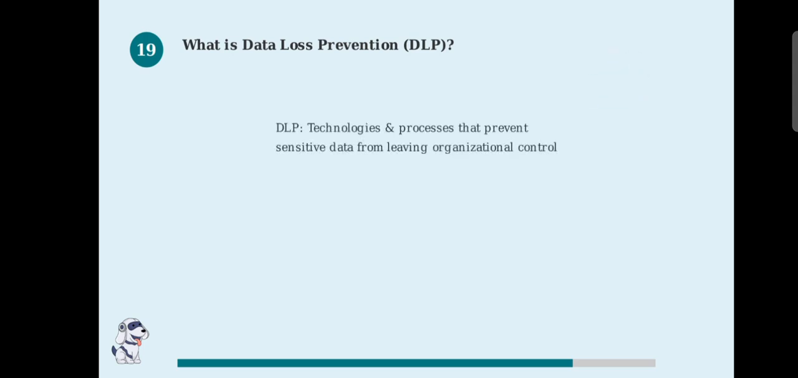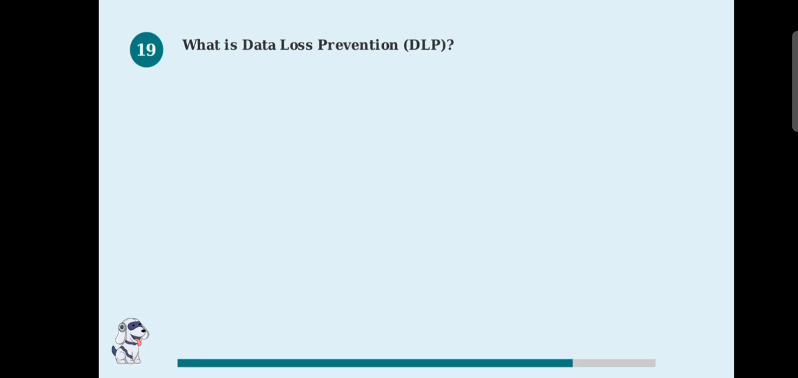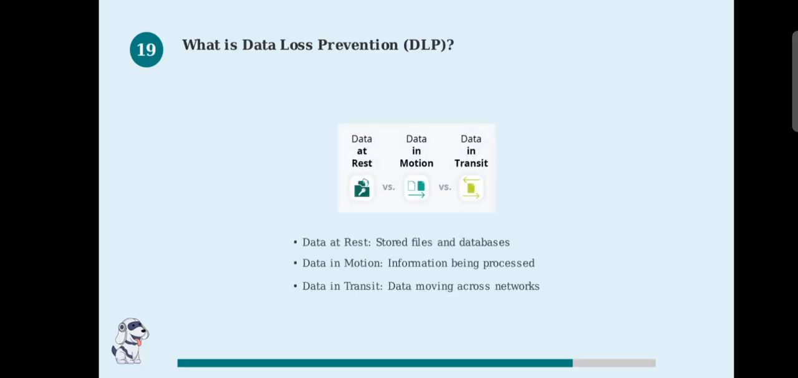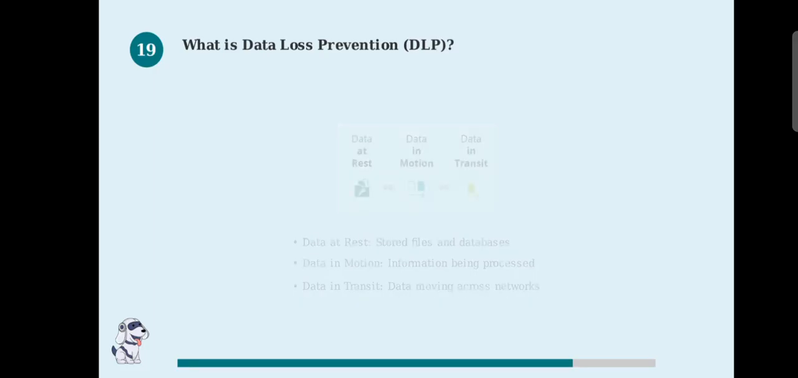Question 19. What is data loss prevention, or DLP? Data loss prevention is a comprehensive set of technologies and processes designed to prevent sensitive data from leaving an organization's control. DLP solutions act as digital guardians, identifying, monitoring, and protecting valuable information assets. DLP solutions protect data in three critical states: data at rest, which is stored information like files on servers; data in motion, which is information being processed or used; and data in transit, which is data moving across networks.